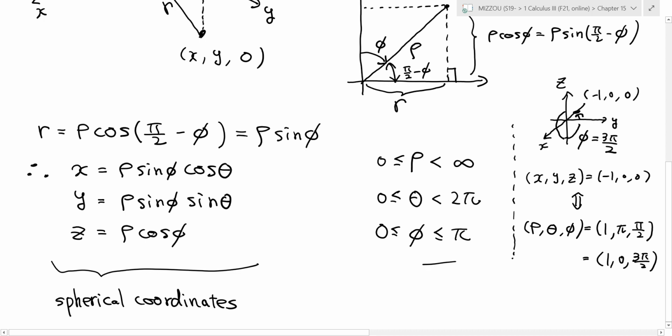We just need phi and theta to cover all the points only once. We want to count each point only once by using these spherical coordinates. So that's why we need only up to pi for phi.